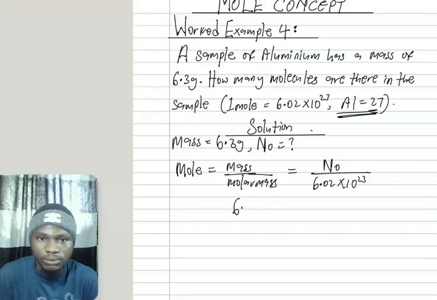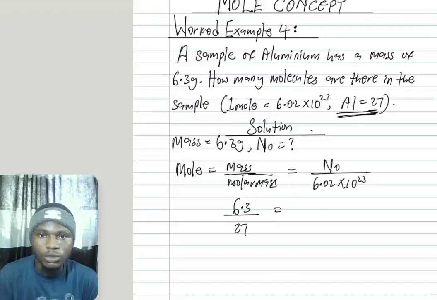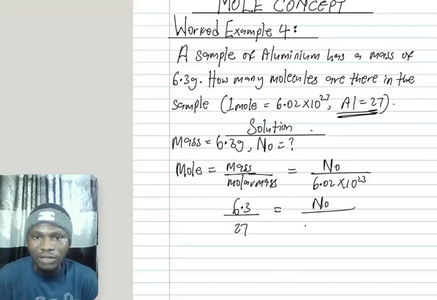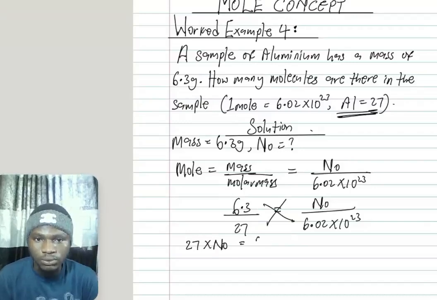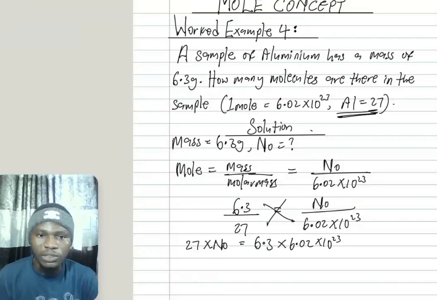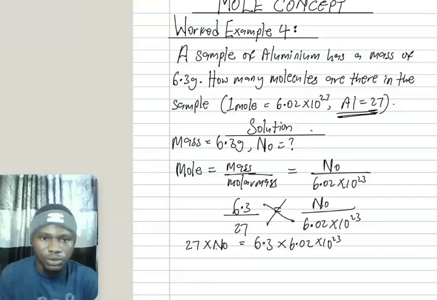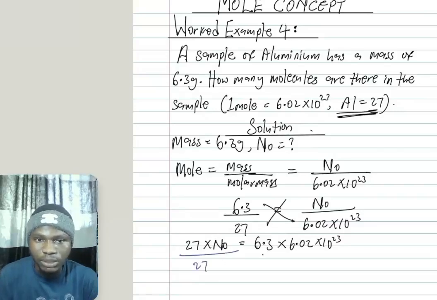Now let's go. What is the mass of aluminium in the question? That's 6.3 over the molar mass of aluminium, which is 27, equal to the number of molecules, which we are asked to find, divided by Avogadro's number, 6.02 times 10 to the power of 23. From here, when we cross multiply, we'll have 27 times NO equals 6.3 times 6.02 times 10 to the power of 23. Now, because we are looking for NO, we divide both sides by 27.